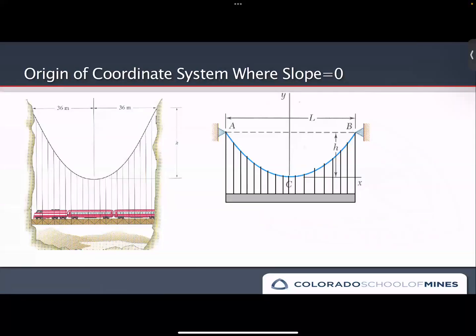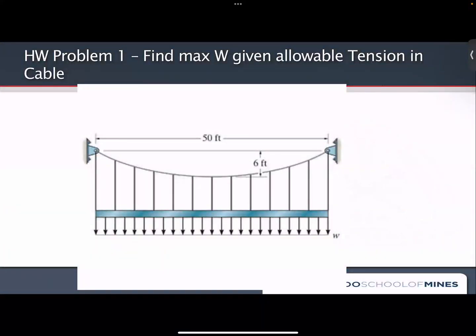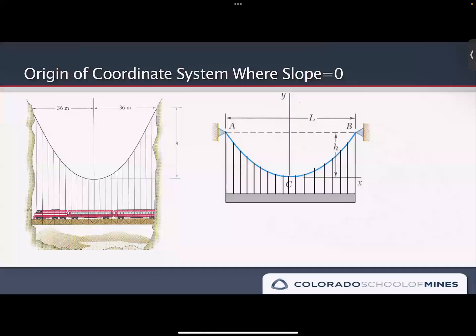When we look at pictures that are more similar to what we're going to start seeing in our textbook here, we see that curving shape again, with those vertical cables transferring the load from down here up to that cable. We're going to write all this down, but the origin of the coordinate system will always be at the low point on the cable, which is also where the slope of the cable is equal to 0.